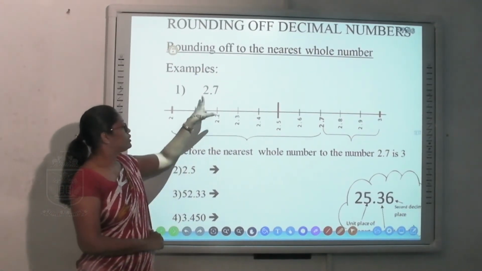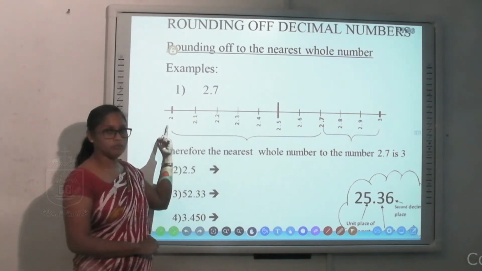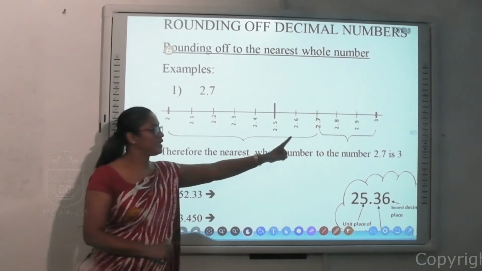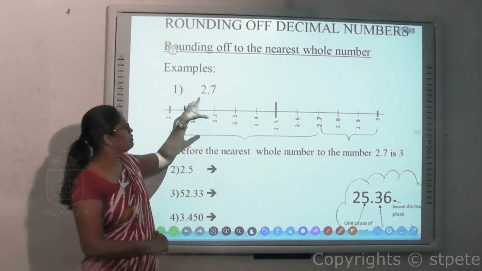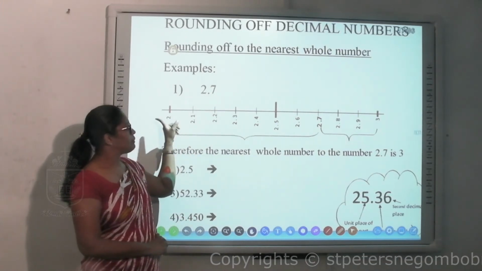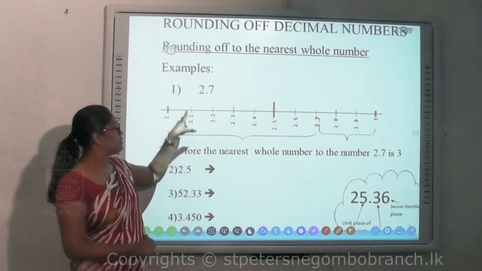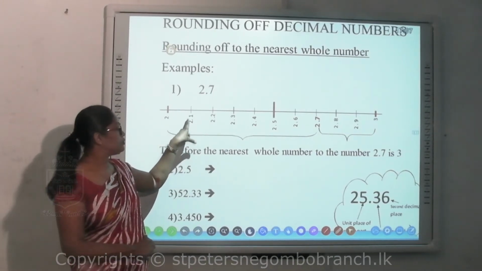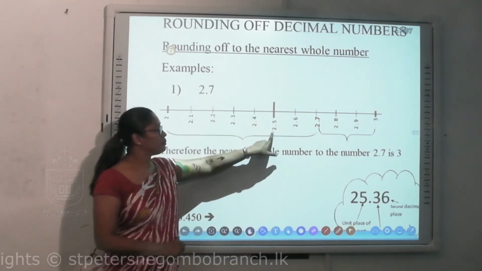Now, 2.7 is in between the two whole numbers 2 and 3, right? 2 and 3 are the numbers which include 2.7. Now I just separated this number line into 10 equal parts. So the first number here I can put 2.1, 2.2 and 2.3 like that. So the middle number is 2.5.